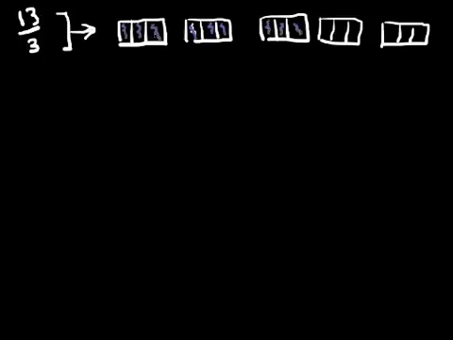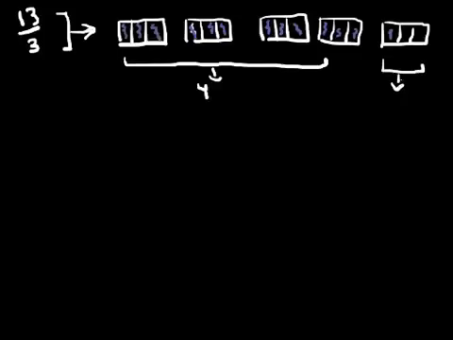So we got 13 drawn in. So 3, 6, 9, 12, 13. So what do we have? We have 4 boxes filled, and 1 out of 3 filled. And that's essentially what the answer means, or what it really produces. 13 over 3 is 4 and 1/3.